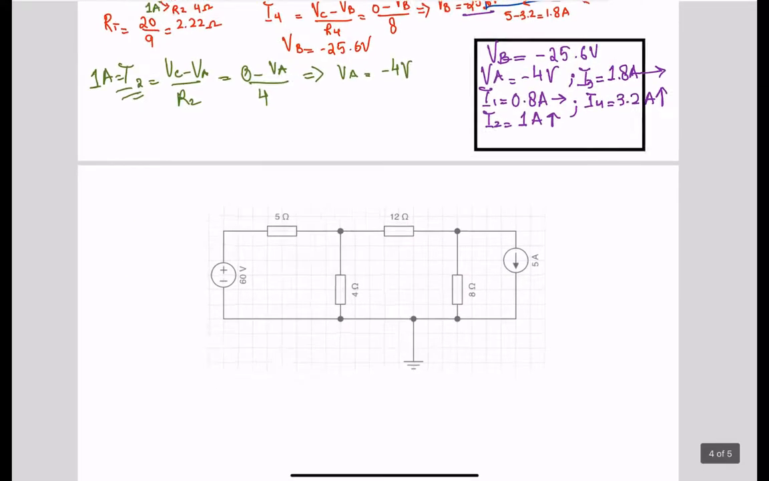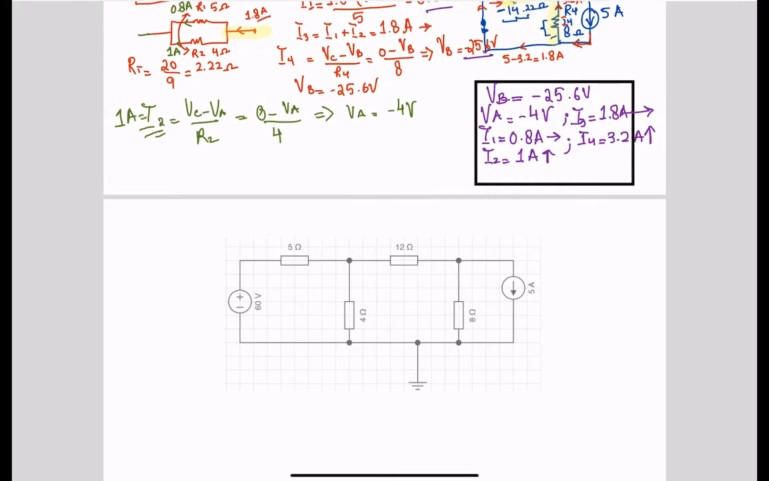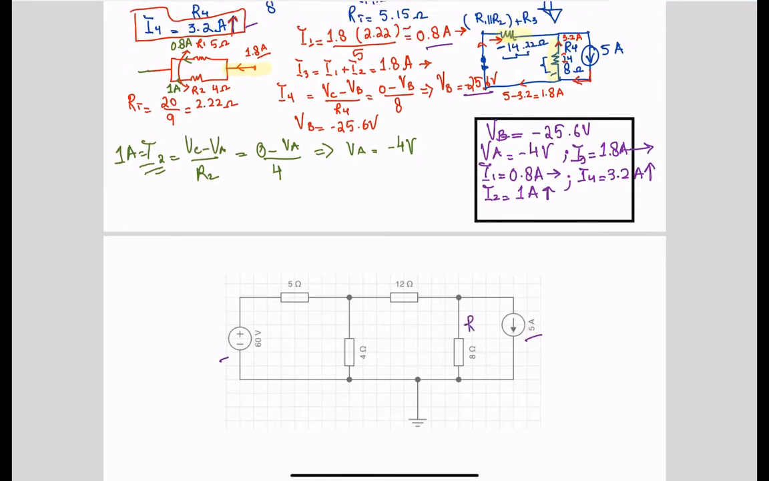Okay, so here is the circuit. Now we're going to add the two values here. Restoring the two power sources, we had one voltage source here and one current source over here. Remember, this is your R4. So you have I4 here, you have I2 here, you have VA here, you have VB here, you have I3 over here.